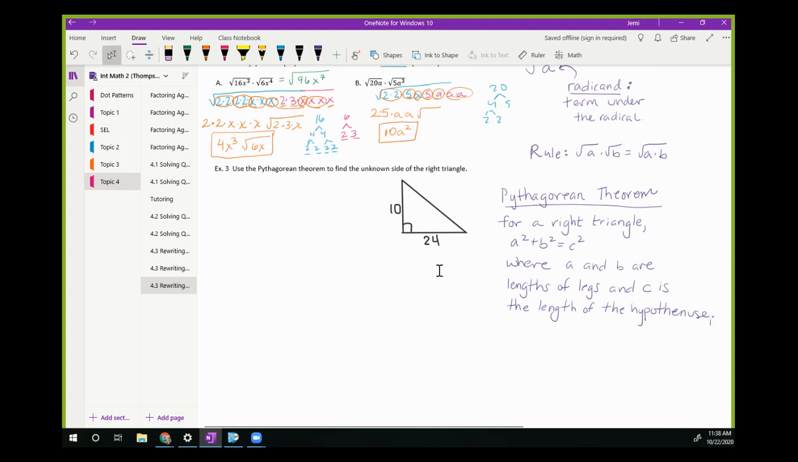Pythagorean theorem for a right triangle: a squared plus b squared equals c squared, where a and b are lengths of the legs and c is the length of the hypotenuse. This example asks us to use the Pythagorean theorem to find the unknown side of the right triangle. So I've got a right triangle. I know that because I've got this right angle symbol in one of the corners. The side across from the right angle is always my hypotenuse, C. So that's the side length that I'm looking for.